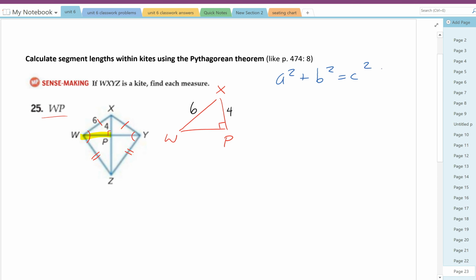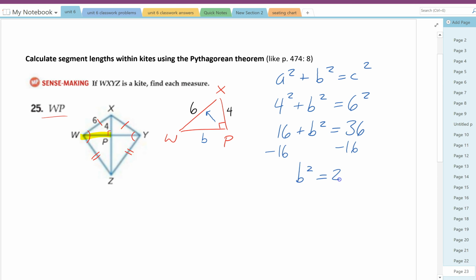The thing I've told you guys you have to be careful about is making sure you get the right C. C is always the side that's across from, or opposite of, the right angle in your right triangle. So I know C is 6, and I know one of my legs is 4, and what I'm looking for here is the other leg. WP I'm just going to call B for now. So 4 squared is 16, plus b squared equals 6 squared, which is 36. Subtract 16 from both sides. B squared is going to be 20, and I don't want to know b squared, I want to know b.